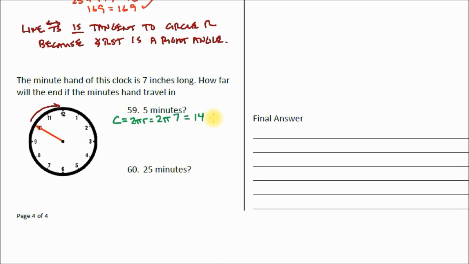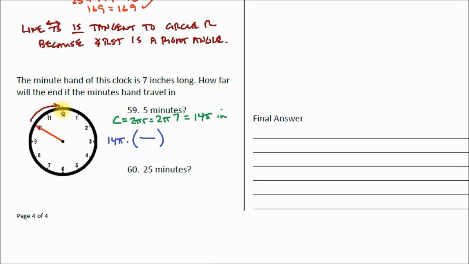So the circumference is 14, oh, not 14 inches. How about 14 pi inches? And now we want to know how far we're going to travel. Well, that's just an arc length. So we're going to take the total circumference and we're going to multiply it times the fraction of how much of the circle we want.